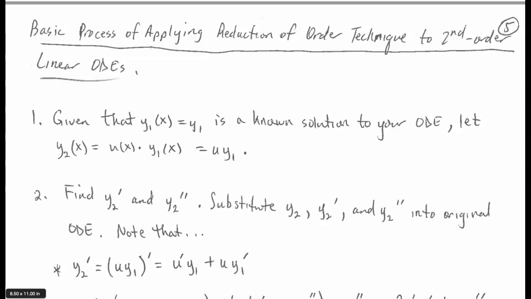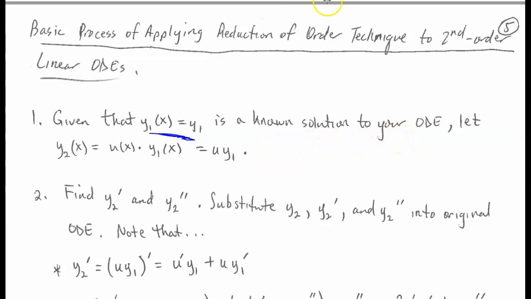Okay. And again, I want to remind you, the purpose of the reduction of order technique is for you to find another solution, meaning another function that you can plug into your differential equation that will satisfy it, just like the one that you already know. Okay. And so for the reduction of order process, in order for you to start that process, one of the things that you are going to have to know is a known solution to that ODE in the first place. So that's why in step one, it says, given that y1 of x, which we're just going to call y1 for short, is a known solution to your ODE.